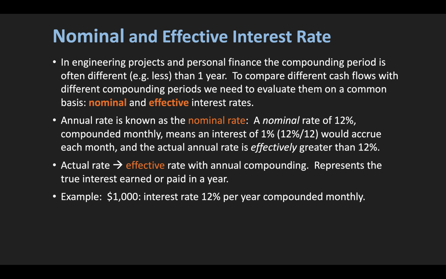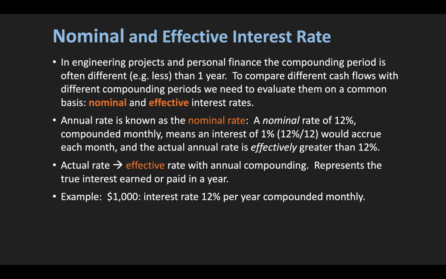Sometimes in engineering economy, you also hear about the nominal and the effective interest rate. That is because in engineering projects and personal finance, the compounding period is often different, most of the time less than 1 year. So to compare different cash flows with different compounding periods, we definitely need to evaluate them on a common basis, either on nominal or on effective interest rate.